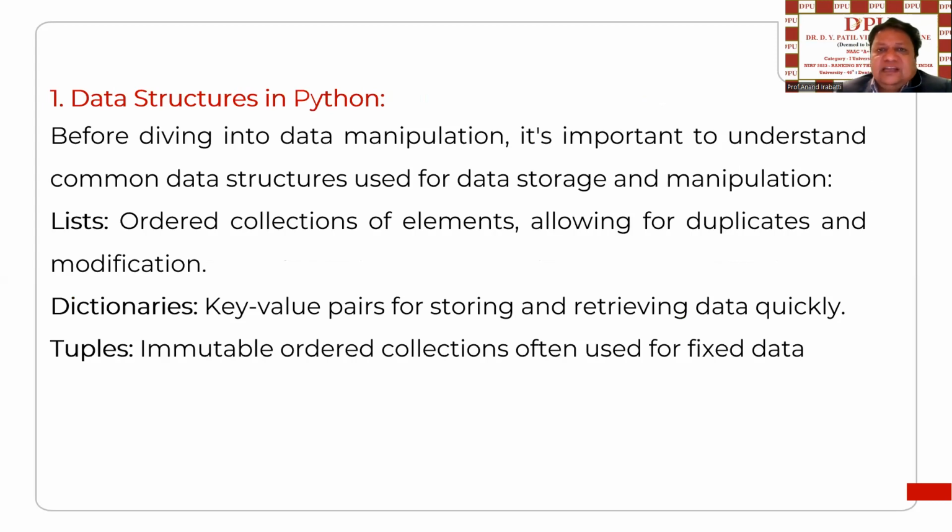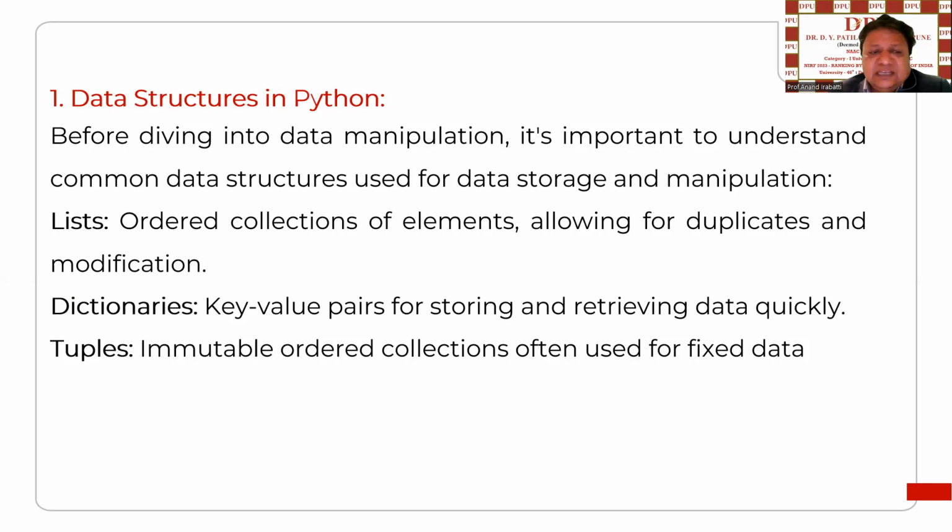So first thing is that we need to know the data structures in Python. It is important to understand the common data structures used for data storage and manipulation. First one is the list, which I have already covered in the first unit. So what is a list? A list is an ordered collection of elements allowing for duplicates and modifications. It's a linear collection of elements which allows duplicates, so we can store duplicate values in the list.